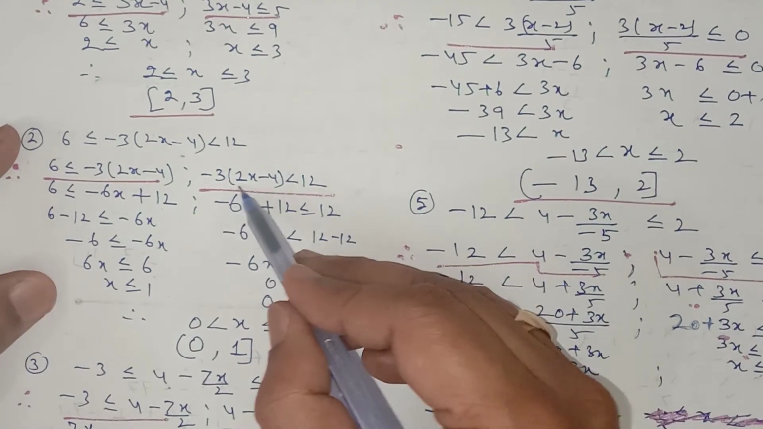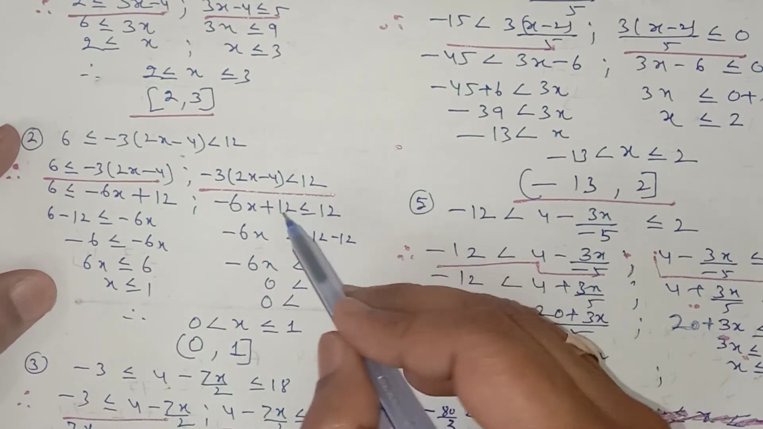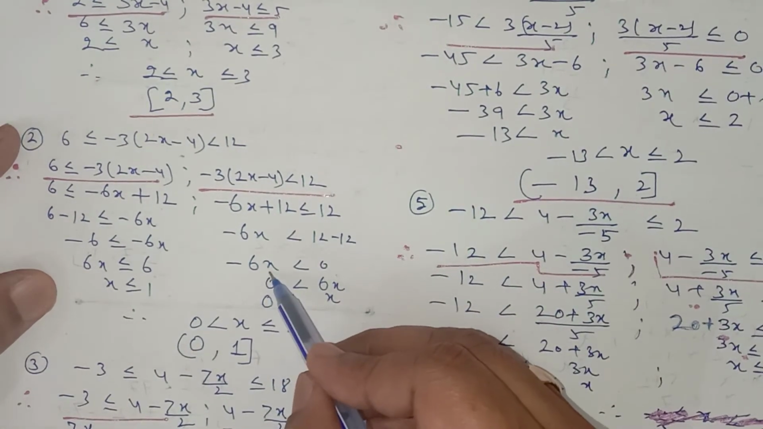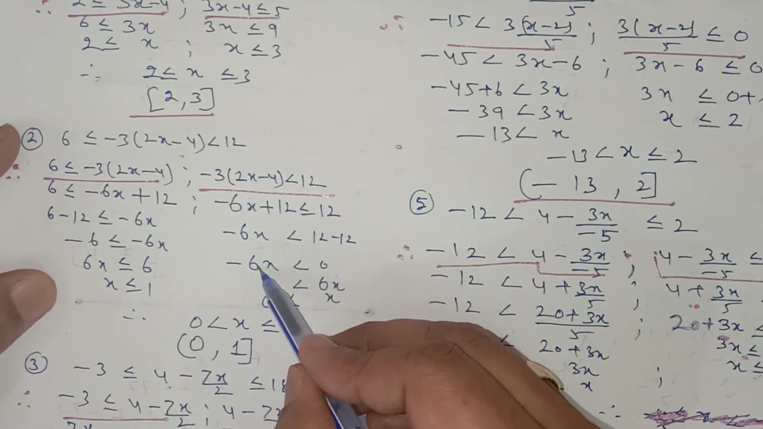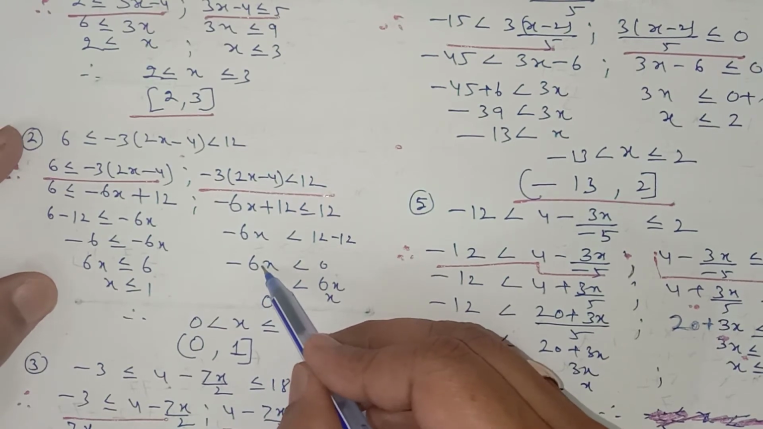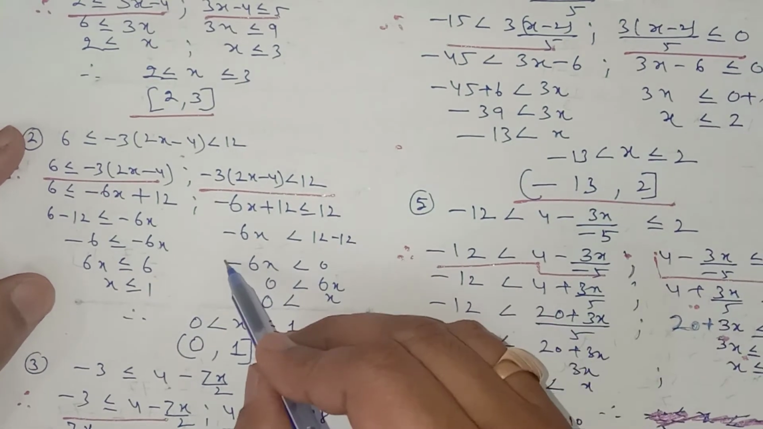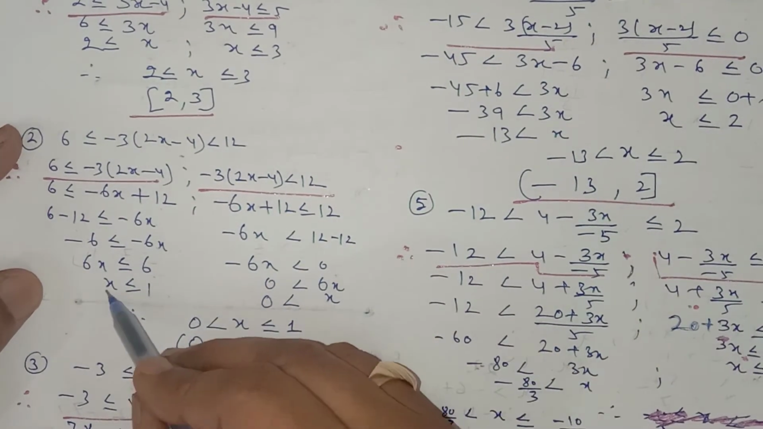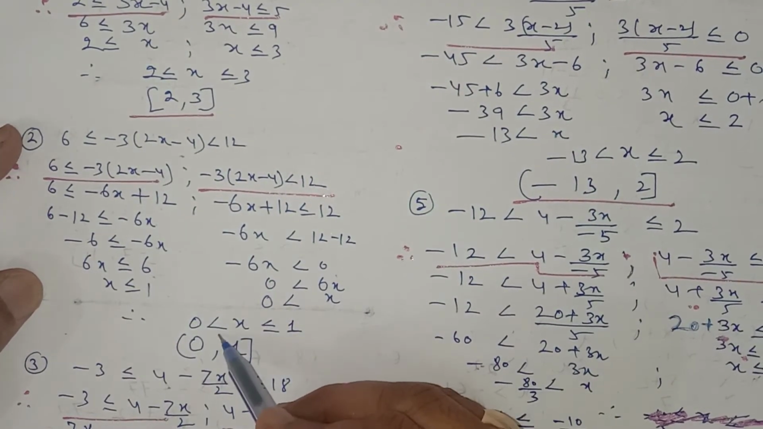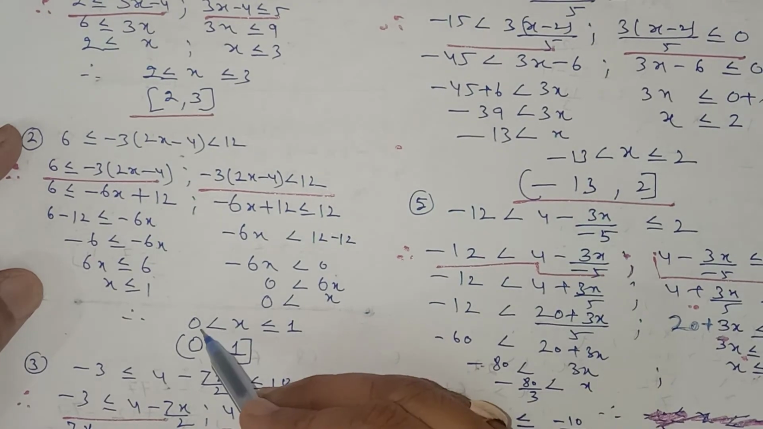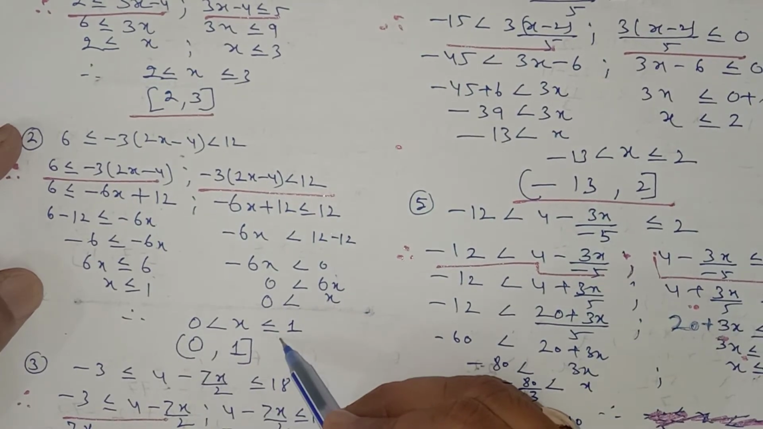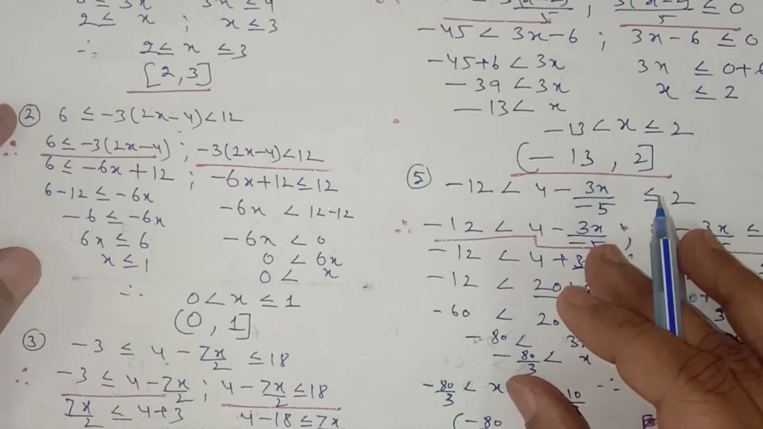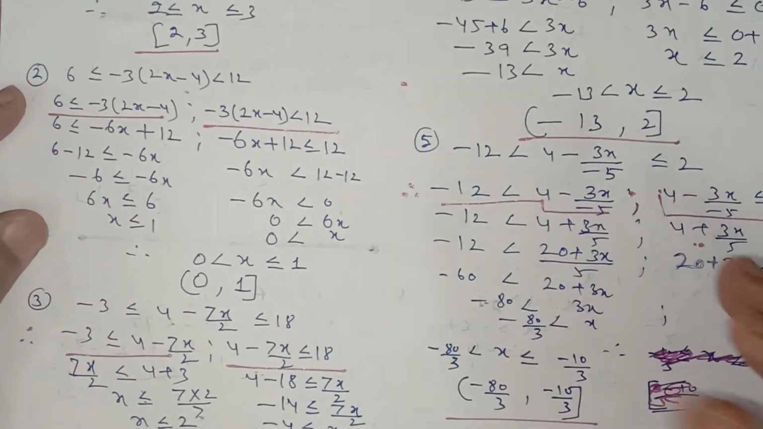Now solve this. Minus 6x plus 12 less than equal to 12. Take 12 to the right hand side, it will be 0. First of all, make the variable positive by changing the side of minus 6x to the right hand side, 0 to the left hand side. So x is greater than 0. So x is greater than 0 and less than equal to 1. Equal is there. So for 0 we have open interval, for 1 we have closed interval. Greater than 0, less than equal to 1 is the solution of this linear inequations.